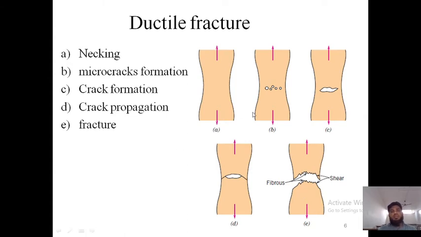So the steps that are followed in ductile fracture are necking, micro crack formation, and crack formation, that is, from micro cracks all the cracks will combine together and dislocation density will be improved. Once the dislocation density is improved, they will propagate and reach the final destination, like your edges. Once they reach the edges, they will break into two pieces. That is what we call a fracture.